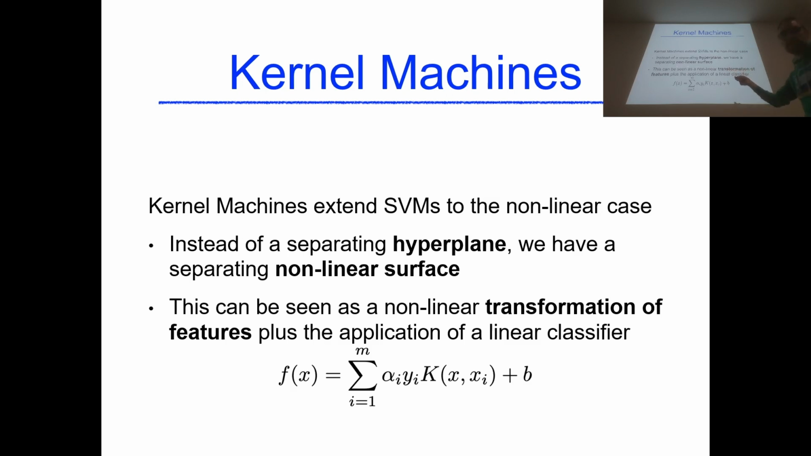Instead of aiming to find a separating hyperplane, which is linear by definition, now we want to find a separating, possibly discontinuous surface, so a nonlinear surface. It can have folds, it can have any different shape.